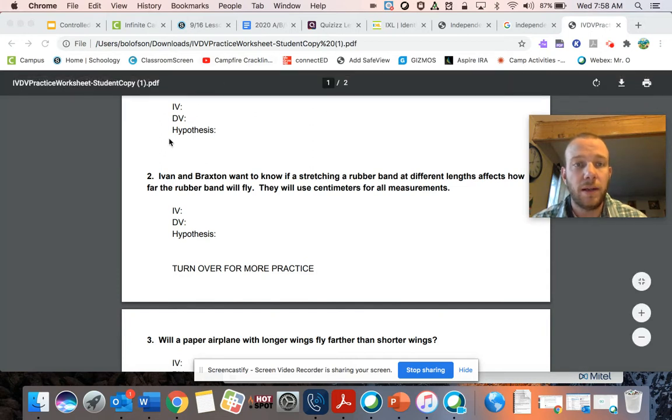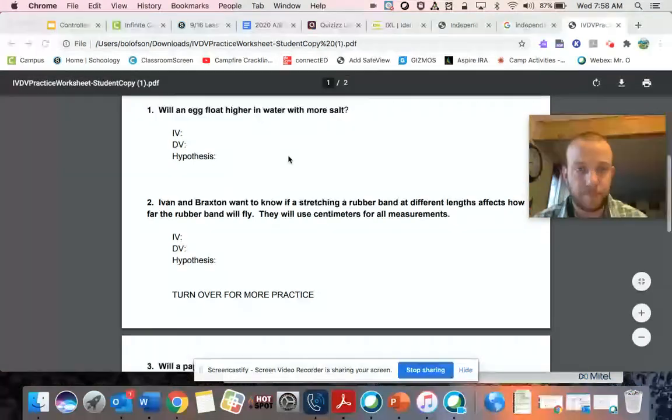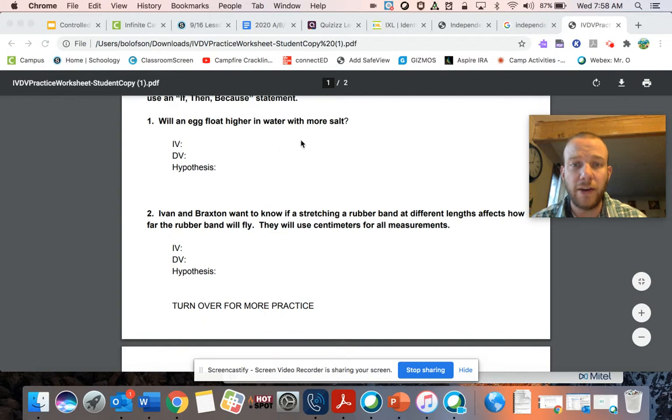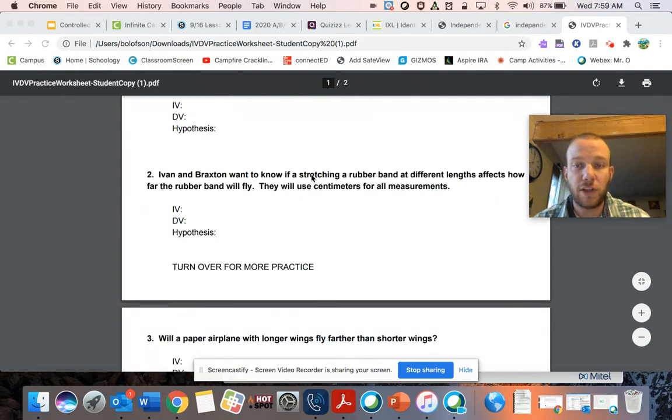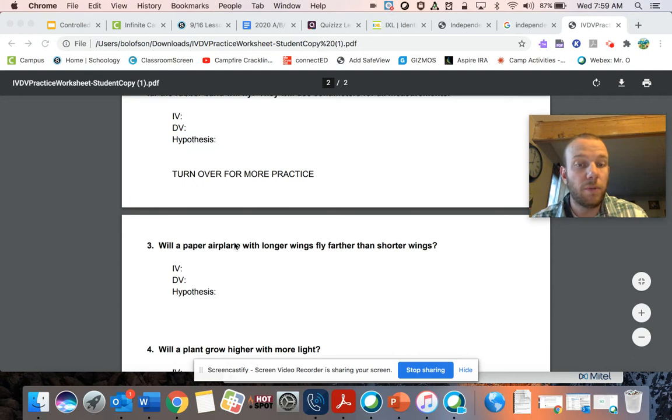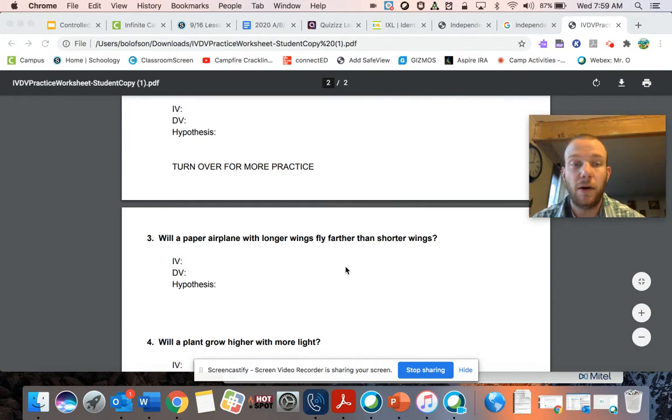So number one, will an egg float higher in water with more salt? That's an easy one. Stretching a rubber band at different lengths to see if it affects how far it flies. Will a paper airplane with longer wings fly farther than with shorter wings? So you could do a ton of different experiments with paper airplanes or different origami things if you have paper.